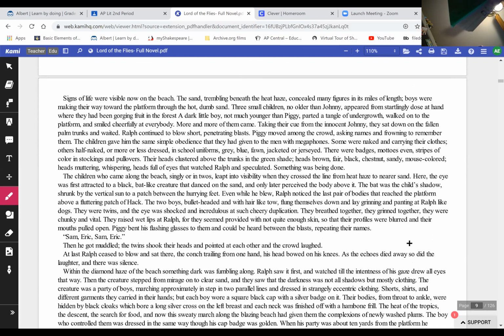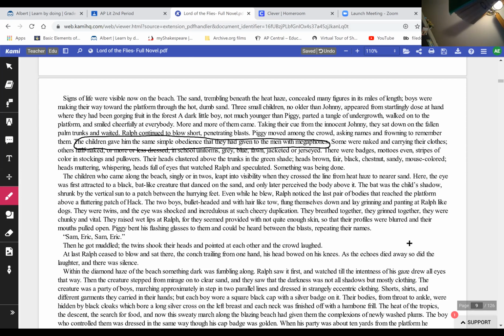You get these lines here again, what the little boys do. The children gave them their simple obedience that they had given to the man with the megaphone. So again, the little kids, they want to follow somebody. That's what they've been taught. These other boys were younger; Ralph's older, he's 12. And he's a handsome kid, and he's got the conch in his hand, and so they come in, they sit down because that's what they've been trained to do.